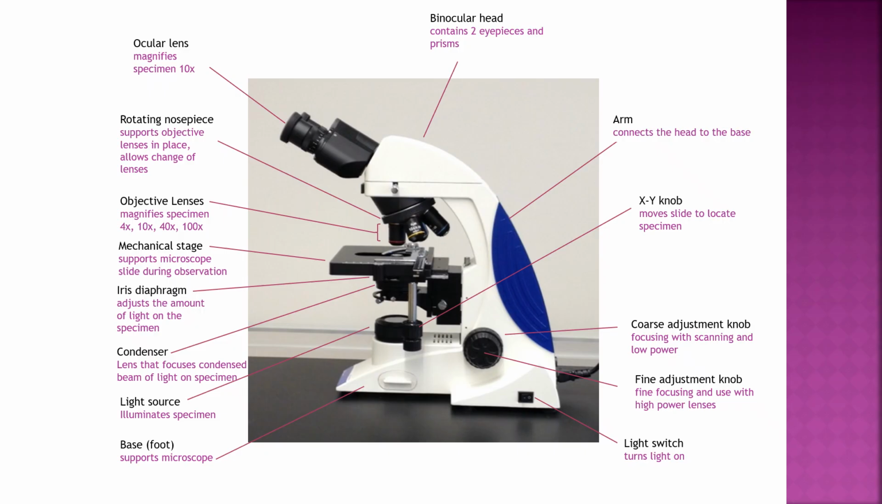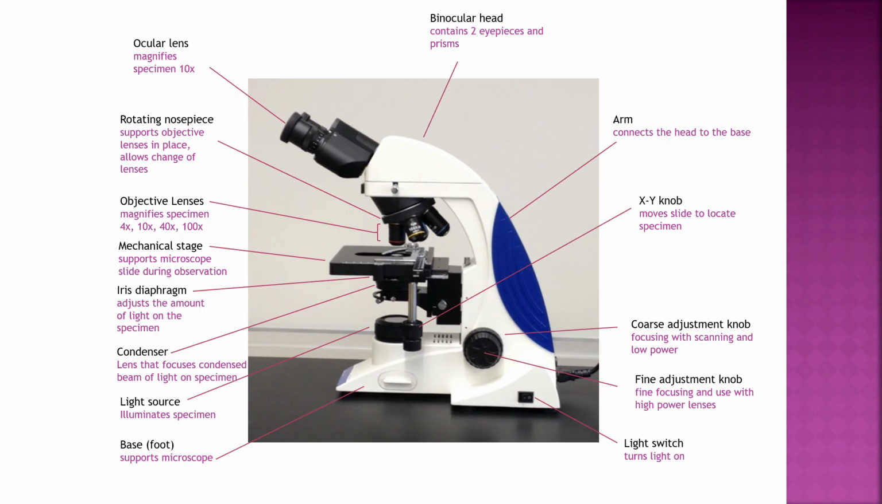Going from the top over on the other side, we have the binocular head, which is where we have our two eyepieces in this particular case and our prisms. That's the really expensive part of the microscope. Then you have the arm, which is what connects the head to the base and what we carry the microscope with. And then we have the X and Y knobs, sometimes referred to as the stage adjustment knobs. These are what move our slide around when we're trying to find the specimen on our slide. Then we have our coarse adjustment and our fine adjustment knobs.